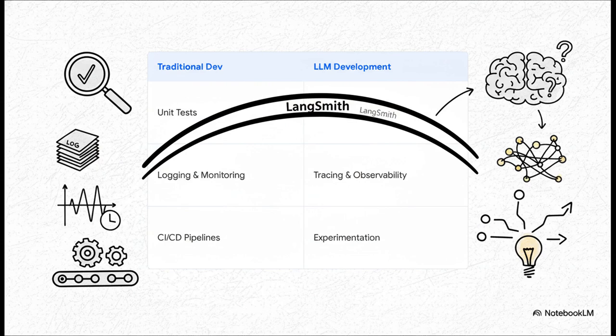On the left, you've got the world of traditional software dev. We all know these tools. Unit tests, logging, CI/CD pipelines. It's a solved problem. But then on the right, you have this new, kind of wild west of LLM development. LangSmith is the tool that bridges that gap. It gives us the modern-day equivalents. Instead of basic logging, you get deep tracing. Instead of rigid pipelines, you get flexible experimentation. It's the professional toolkit we've been needing for this new, unpredictable world.